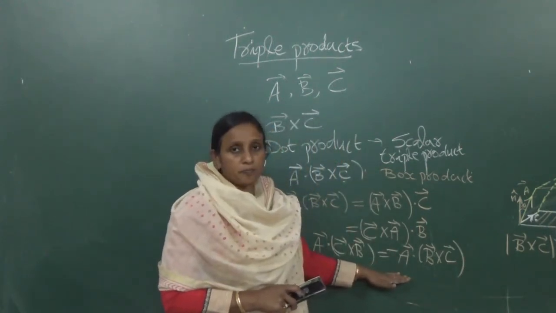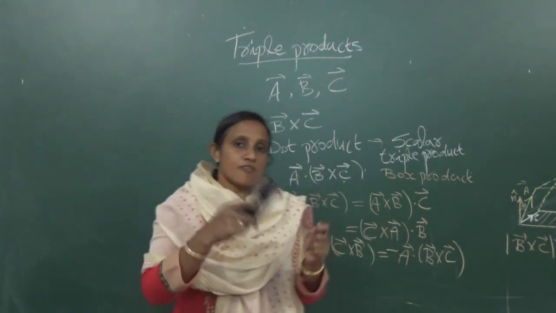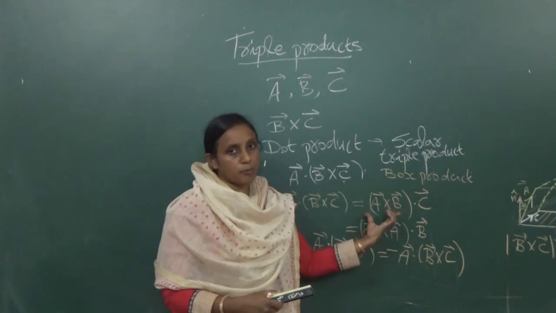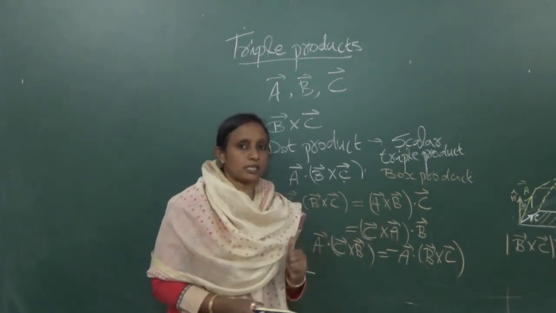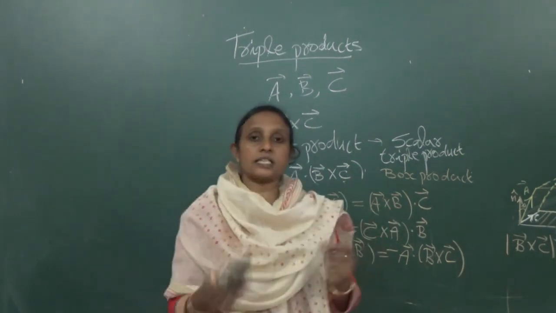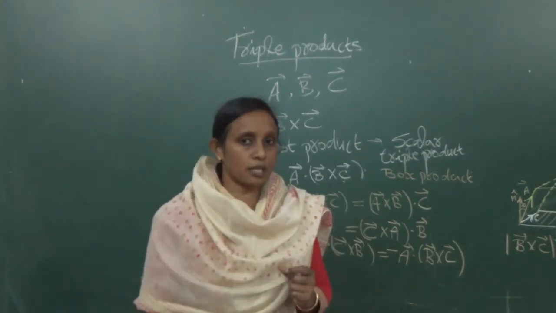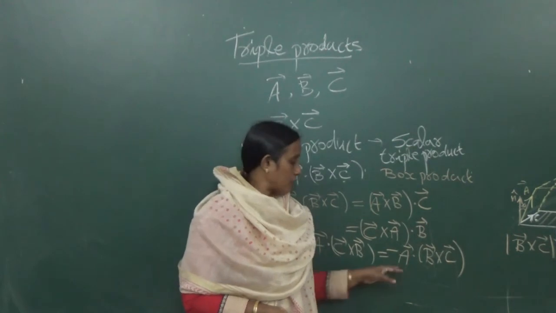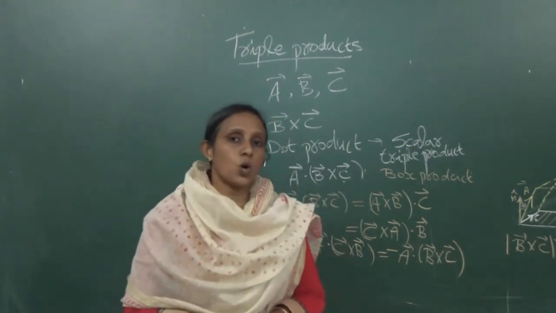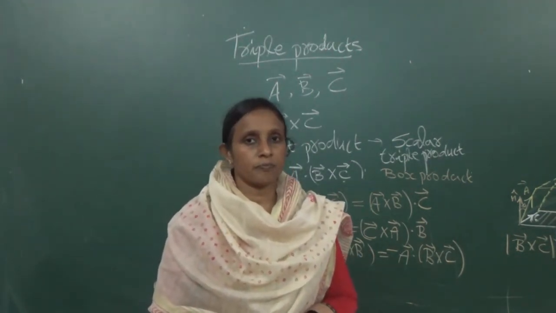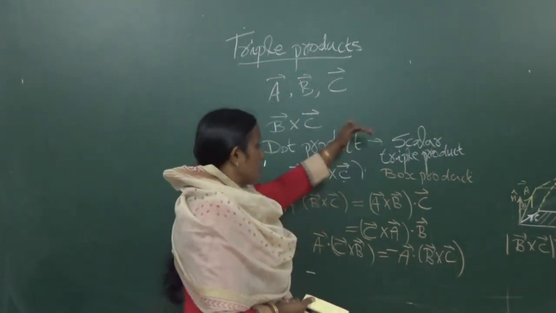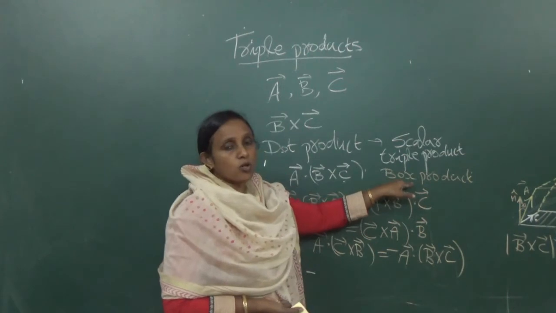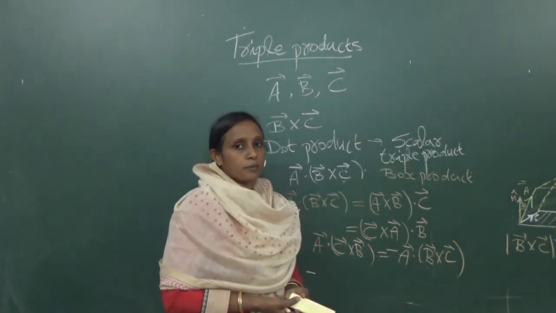Remember these things. If you do alphabetical order or cyclic change in this box product or scalar triple product, it gives you the same result. But if you change its order to non-alphabetical order, then it gives you a resultant vector with an opposite sign. These are the main points connected with this box product or scalar triple product.